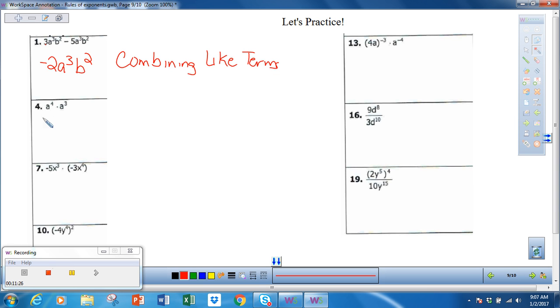Okay? In this problem, we're going to use the product rule because we're multiplying. And the product rule says that if we have the same base and we multiply, we can add the exponents. So this becomes a to the 4th plus 3, which is a to the 7th. Now, of course, you don't need to write this step. You can go straight to this step. Again, this is the product rule.